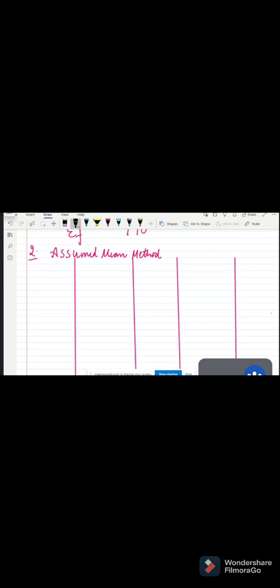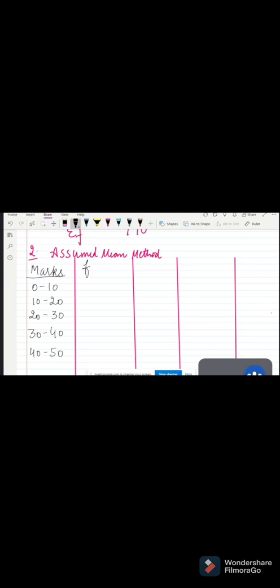So the second method is the assumed mean method. Same question I can do with this method. So marks are given: 0 to 10, 10 to 20, 20 to 30, 30 to 40, and 40 to 50.